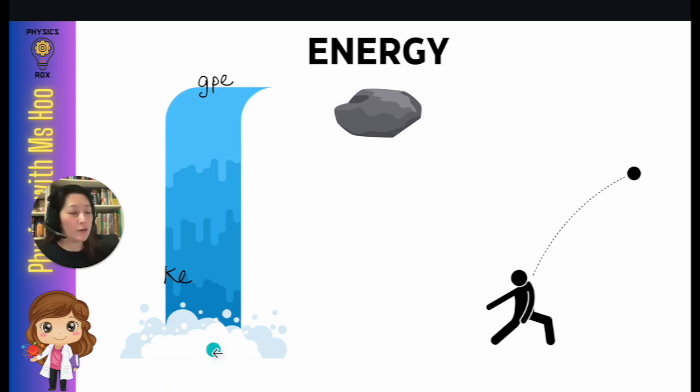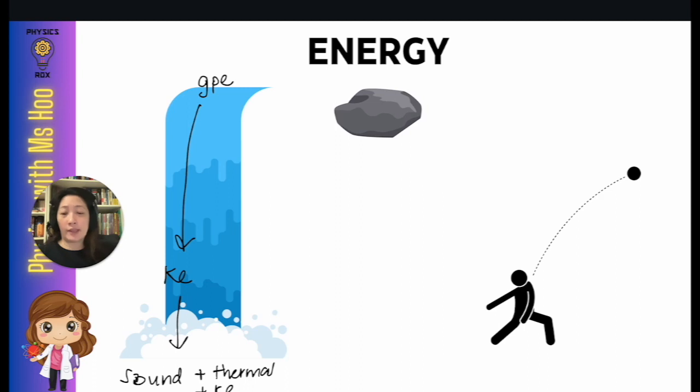So when it hits the bottom, the energy could be converted into sound as well as thermal energy. And of course, there may be some remnant kinetic energy at the bottom. So gravitational potential energy was converted to kinetic energy, which could be converted to sound and thermal and kinetic energy.